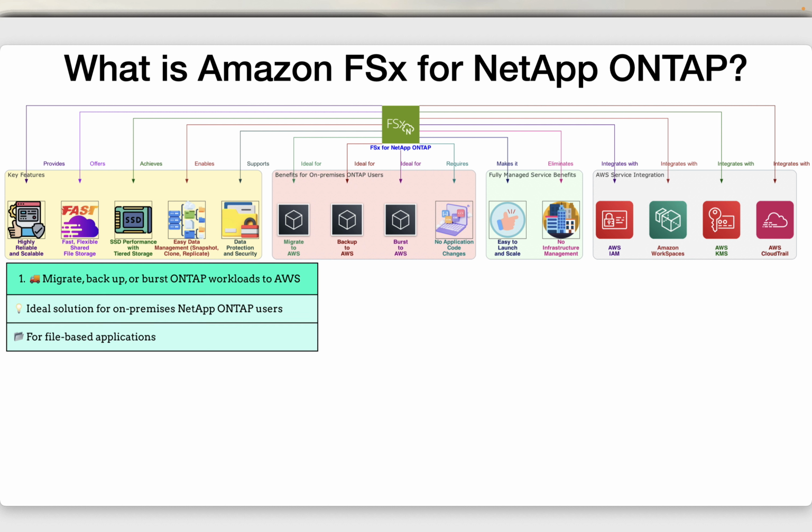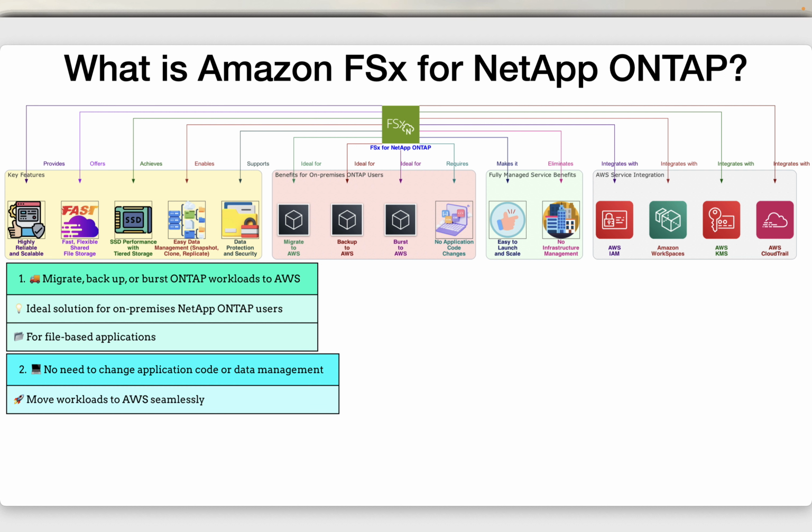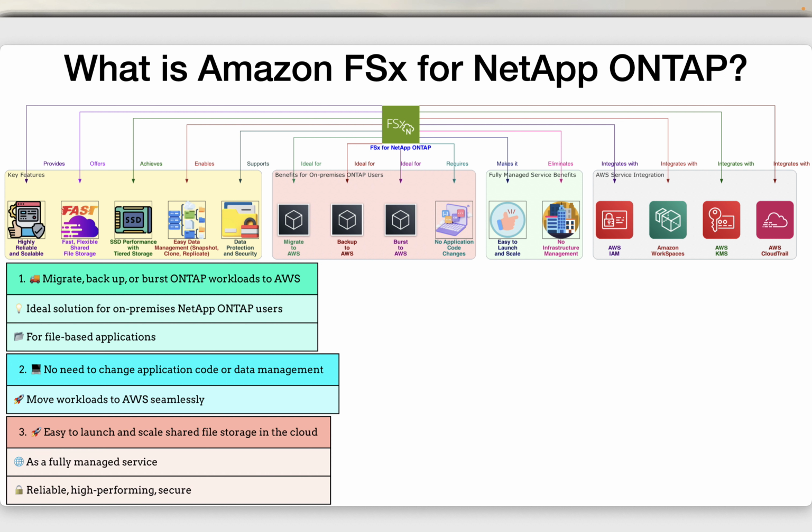For customers who use NetApp ONTAP on premises, FSx for ONTAP is an ideal solution to migrate, back up or burst your file-based applications from on-premises to the AWS Cloud. You can move your workloads to AWS without the need to change your application code or how you manage your data. FSx for ONTAP makes it easier to launch and scale reliable, high-performing and secure shared file storage in the cloud.